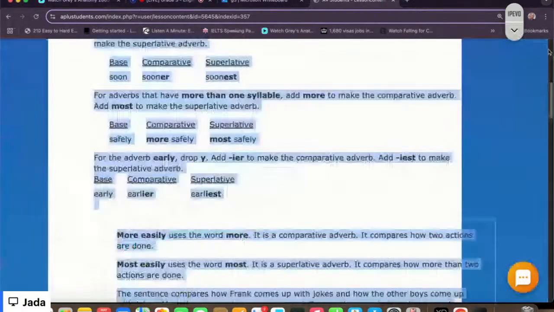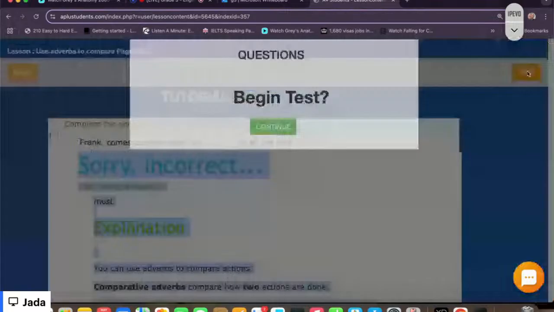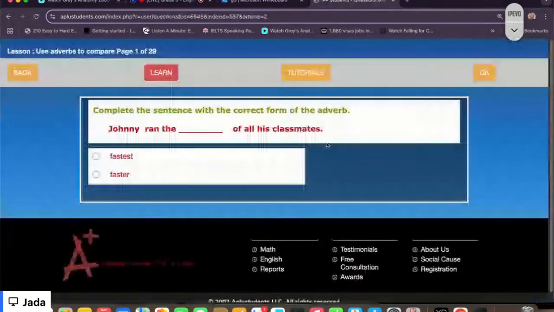We'll move on to the test. You can share your answers with me if you know them. Johnny ran the dash of all his classmates. Fastest or faster? What will be the right answer here?